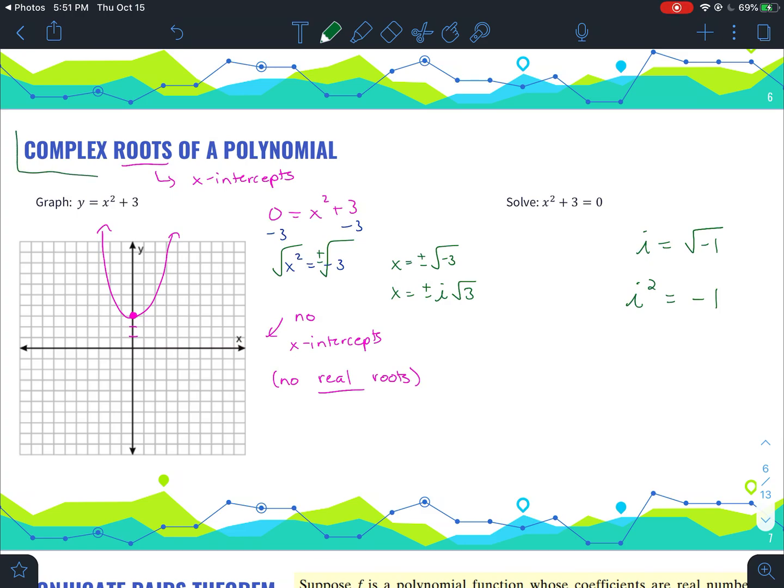So complex roots are your imaginary roots. They're the roots that you get when you set it equal to 0 and solve, and you get the negative under the square root. In order to deal with them, you pull out an i and leave the number in the square root alone. So plus or minus i square root 3 would be the complex roots of this polynomial.